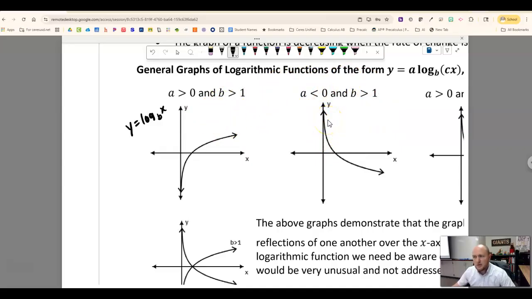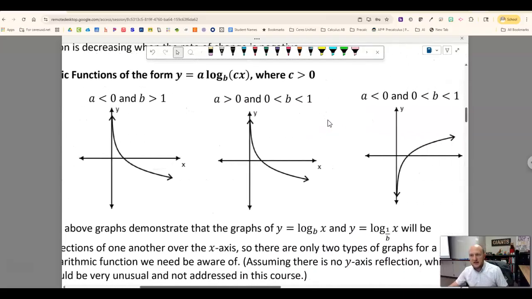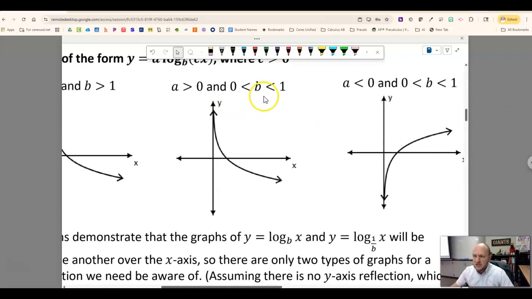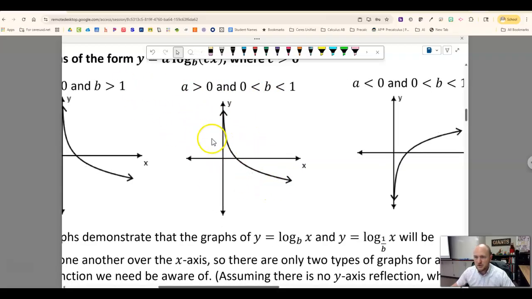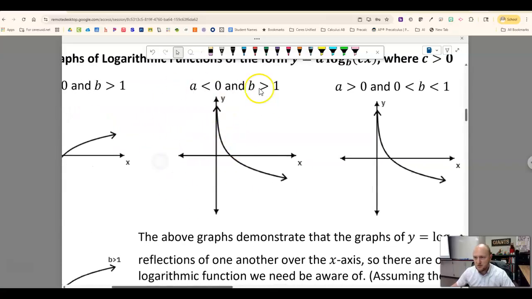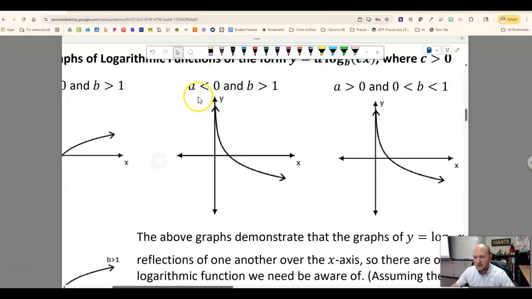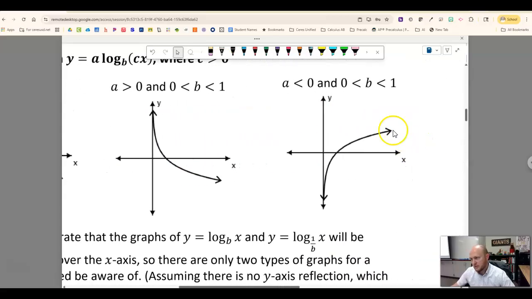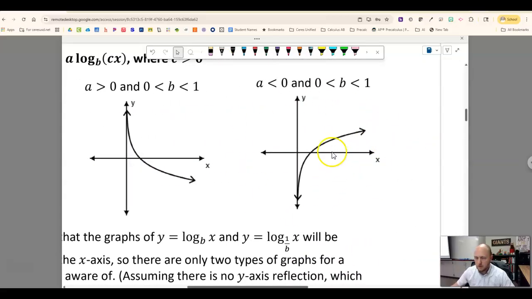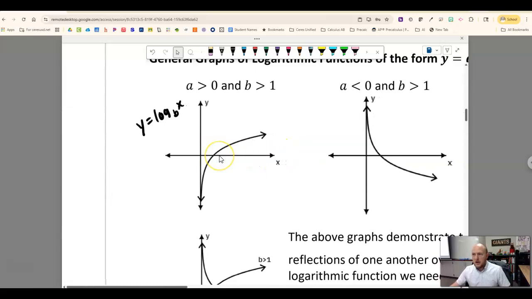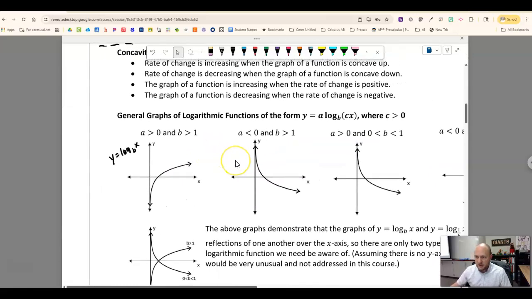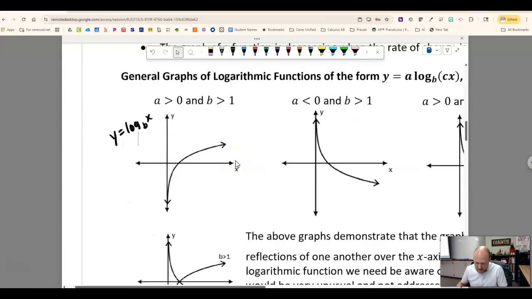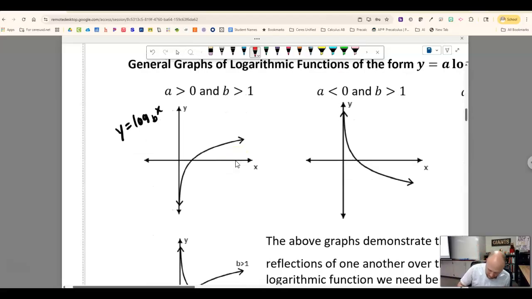Or it's rare, but it is possible that you have a base that is between 0 and 1. So you get the inverse of exponential decay, which would look like this function here. Kind of almost looks like the reflection of the base b with a negative a value. And then obviously if we reflect that, then it looks like a normal logarithm. Okay, so what I do want to point out here is that this logarithmic function by nature is increasing.